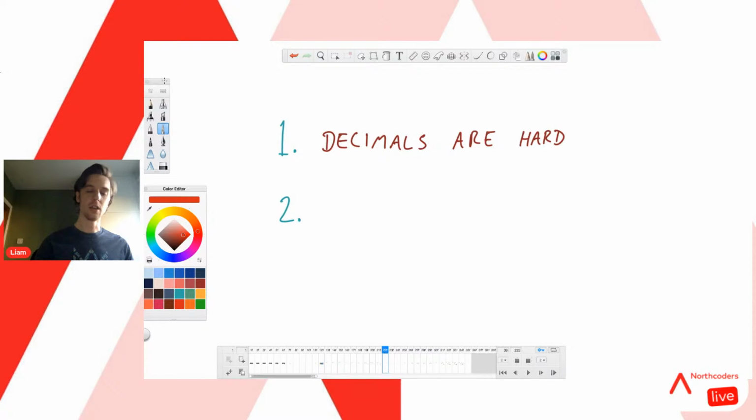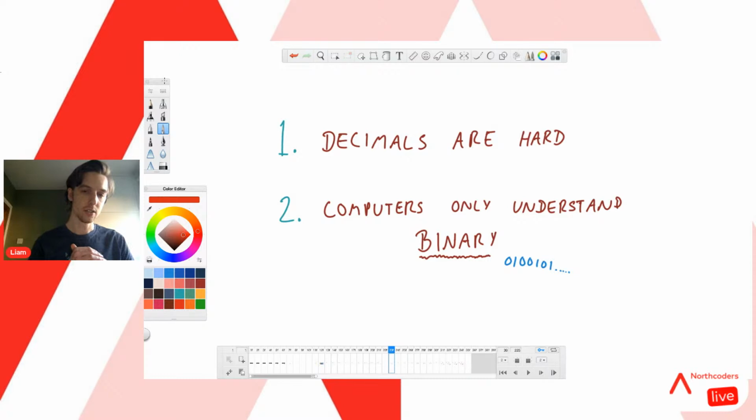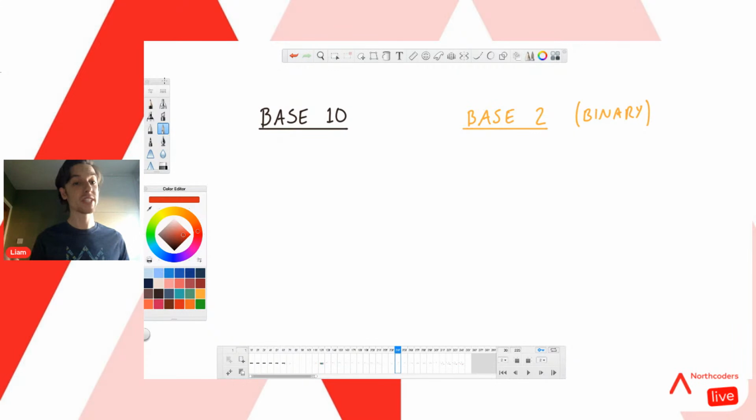computers only understand binary. Binary is just zeros and ones. Humans use a base 10 number system, base 10 because we have 10 fingers, and we have 10 digits, 0 to 9, which we can use in writing out all the different numbers that we want. But computers work in base 2, which is binary, where the only numbers they have at their disposal are zeros and ones.